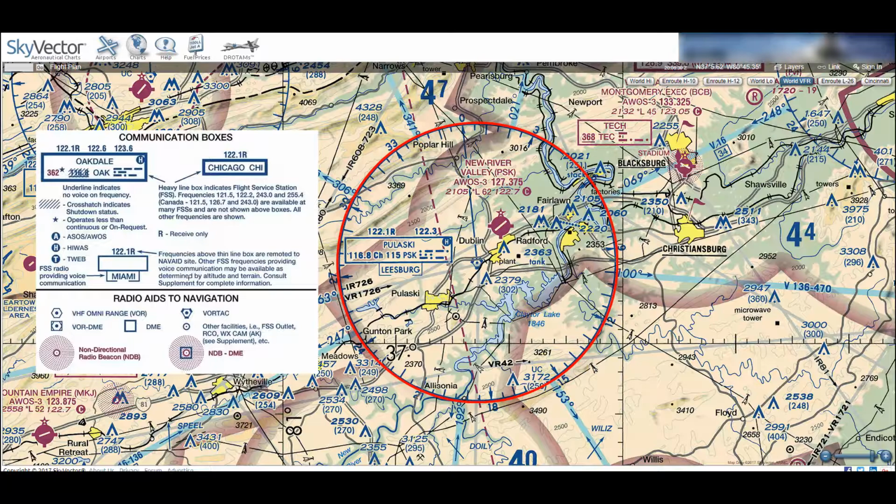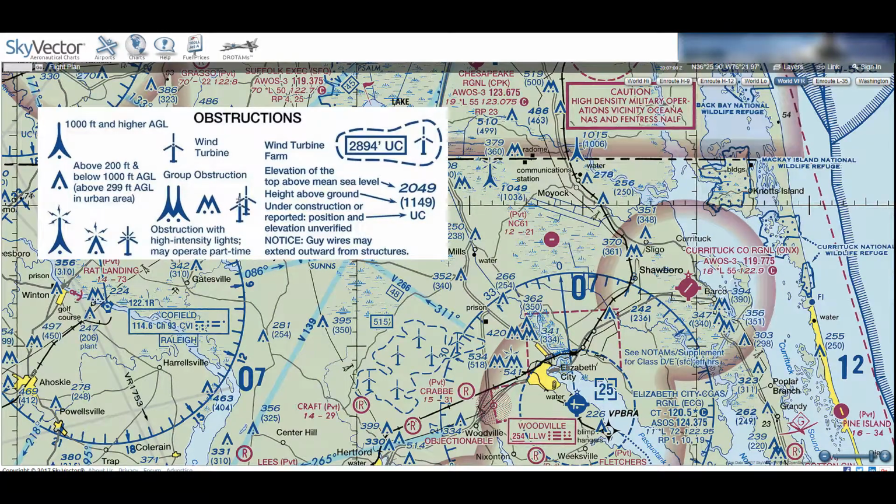Each nav aid will have an informational box with it. We only need to know the name of the nav aid and the 3-letter identifier. In this case, the Pulaski Vortex ID is Papa Sierra Kilo. Continuing onward, we have obstructions.